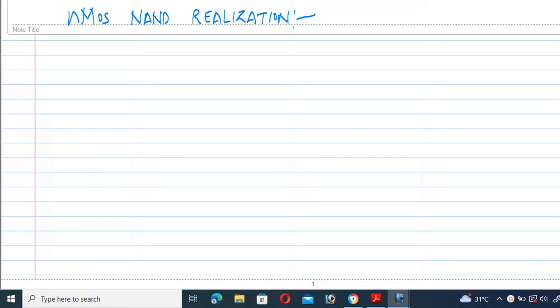In this video, we are going to discuss the NMOS NAND gate realization. That means by using NMOS transistors, we can realize the NAND gate operation. Before entering into this topic, first of all, what is meant by a NAND gate? That is the basic, right?